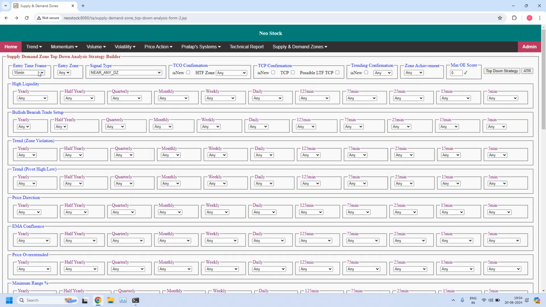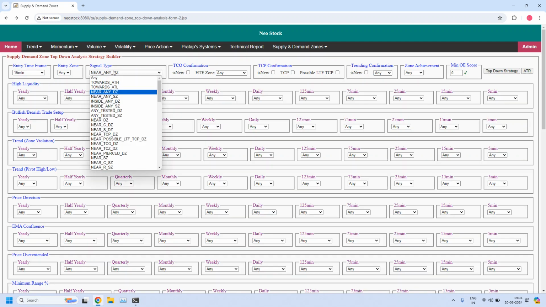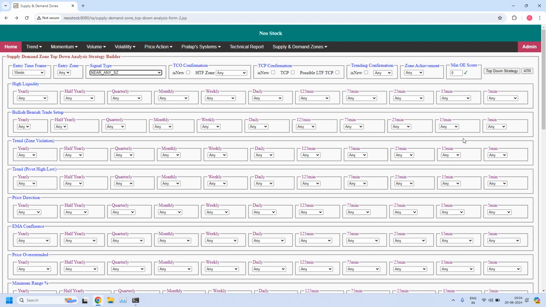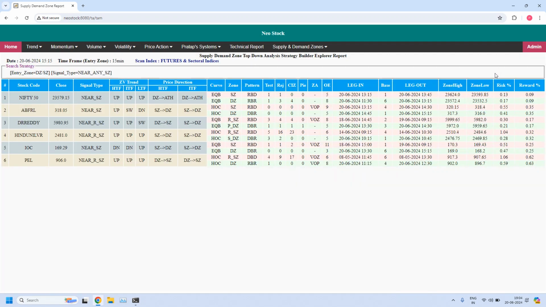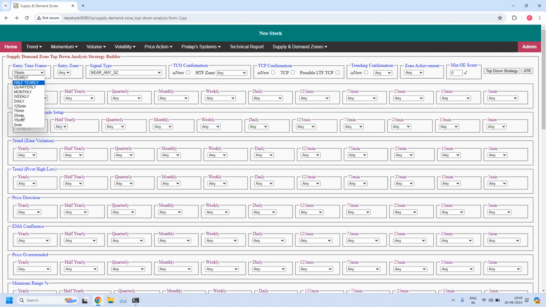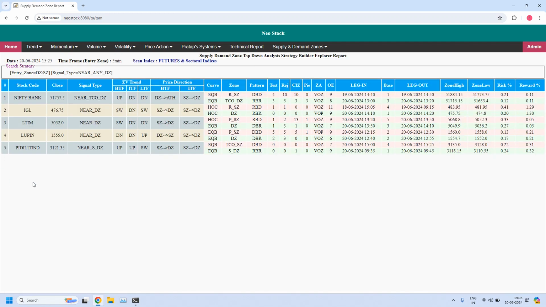So let me go back. For 15 minutes time frame, let us find the stocks near 15 minutes supply zone. 6 stocks are filtered. So let me go back. Changing the time frame to 5 minutes. Let us find the stocks near 5 minutes demand zone. 5 stocks are filtered.